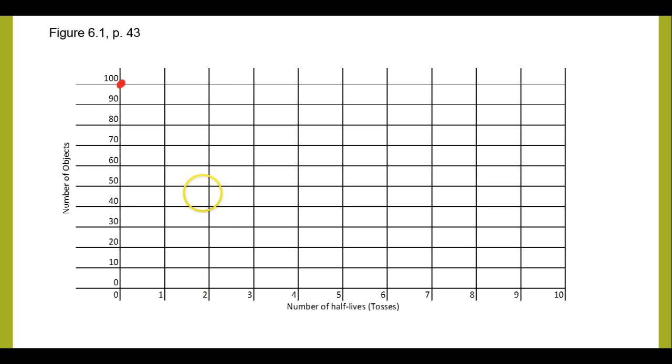And then for 2, the same thing. Toss 3, the same thing, and 4. This is going to start to create a kind of curve on your graph. You're then going to use that graph to answer some of the questions in Activity 1.